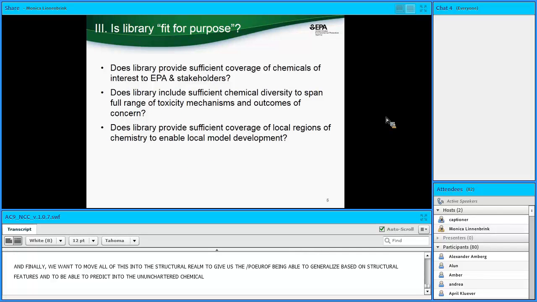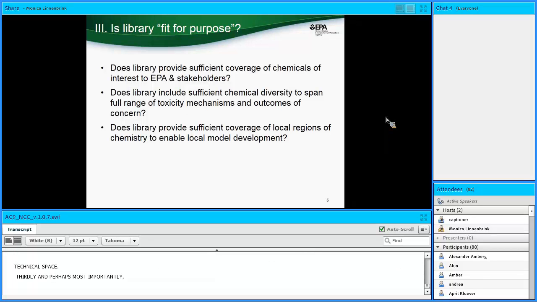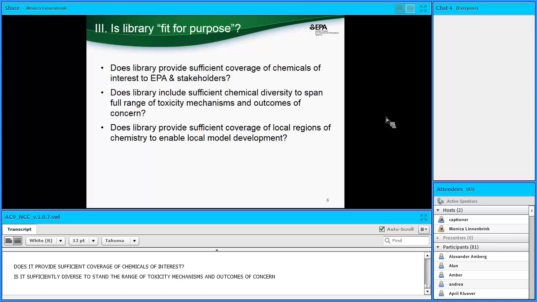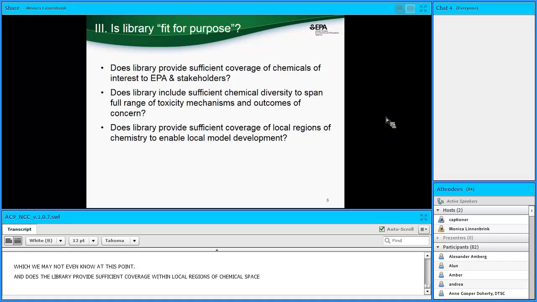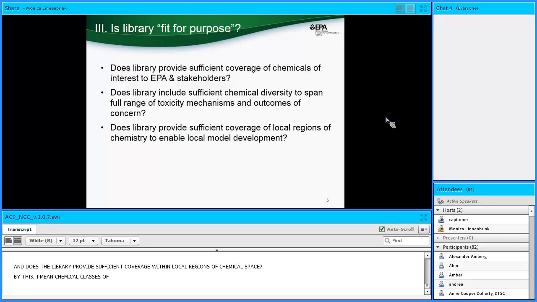Thirdly, and perhaps most importantly, we've built this library over many years. We can now say what's in the library. Now what we want to do is to ask, what is the library doing for us? Does it provide sufficient coverage of chemicals of interest? Is it sufficiently diverse to span the range of toxicity mechanisms and outcomes of concern, many of which we may not even know at this point? And does the library provide sufficient coverage within local regions of chemistry space? And by this I mean chemical classes of concern to enable local model development.